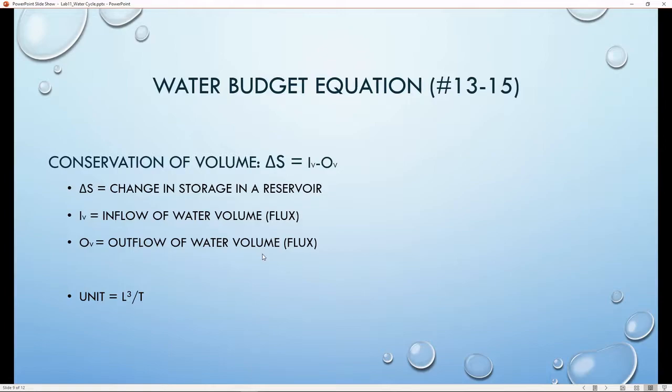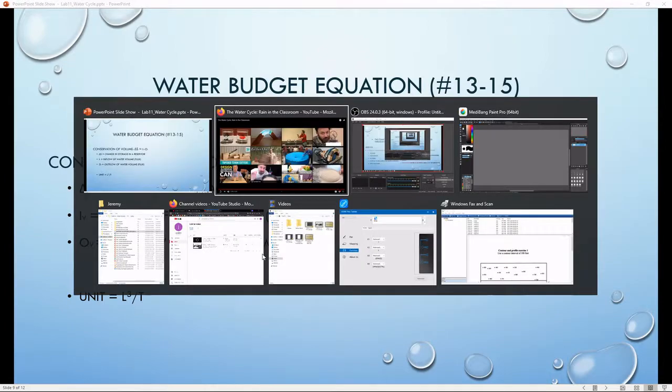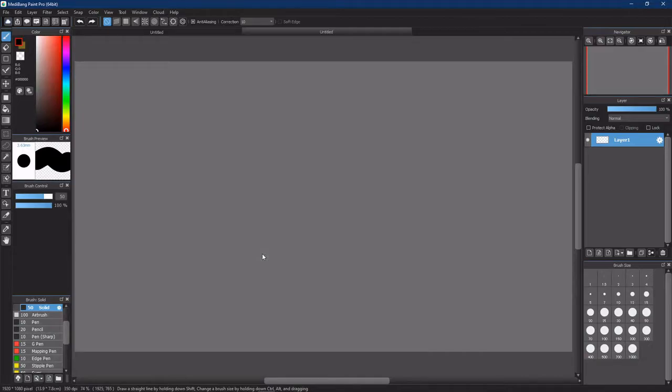So 13, looking at the ocean, formulate a water balance equation. What would be the inflows and what would be the outflows? So let me switch programs here. All right.